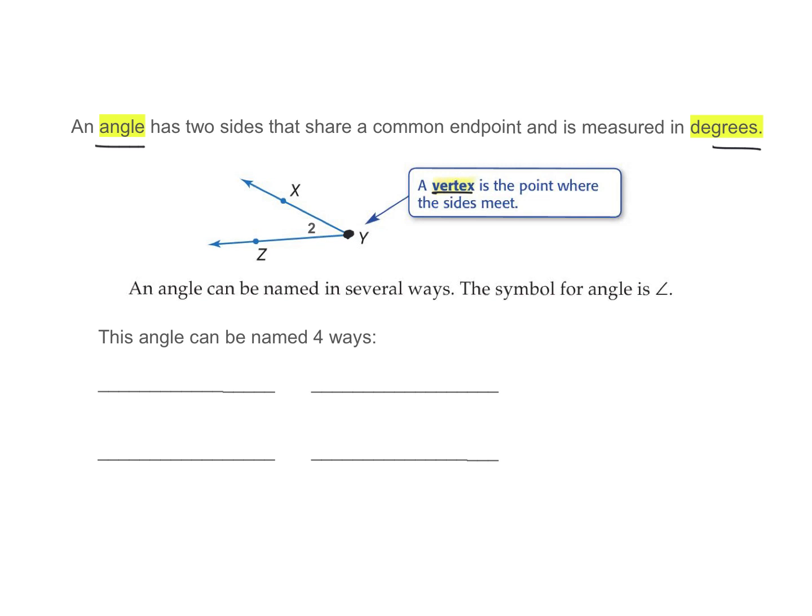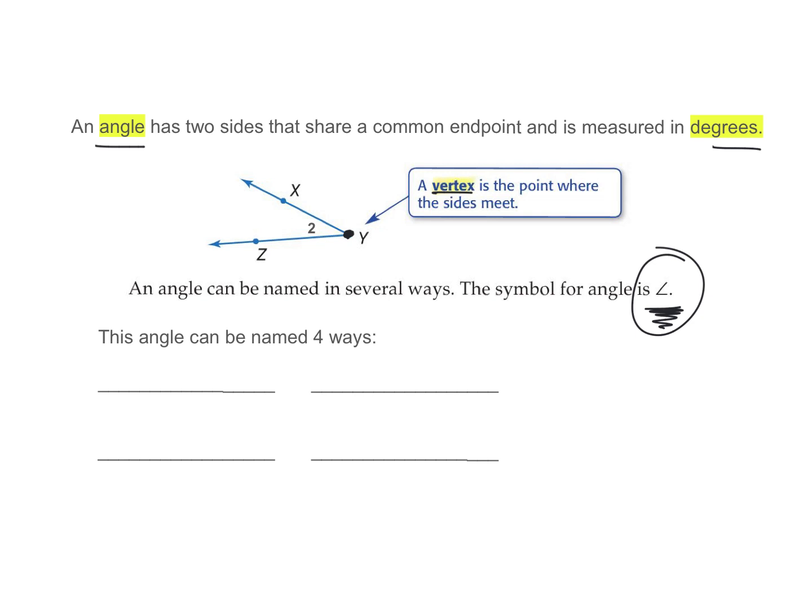An angle can be named in several ways. The symbol for the angle is this right here. It's not an L, it's like an L that is angled down a little bit. So make sure you understand and have written down what the symbol for an angle is. So this angle can be named in four ways.